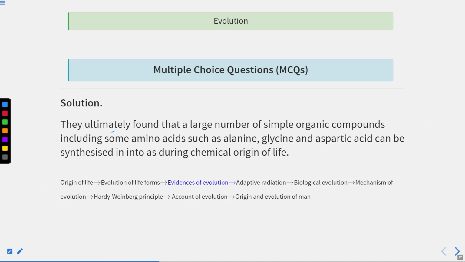Now, they ultimately found that a large number of simple organic compounds, including some amino acids such as alanine, glycine and aspartic acid, can be synthesized during the chemical origin of life. So this theory explains the chemical origin of life. It means that in that reducing environment, at very high temperature, and in the presence of those gases, we can see the formation of a large number of simple organic compounds such as amino acids. And this theory explains the chemical origin of life.